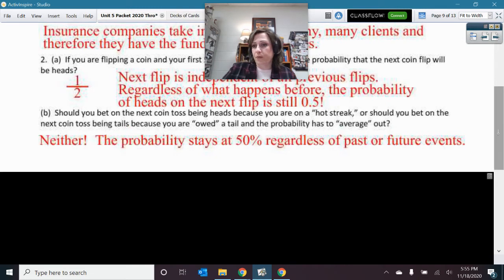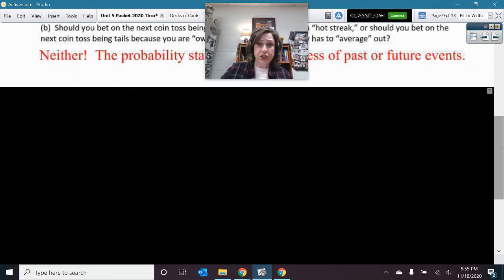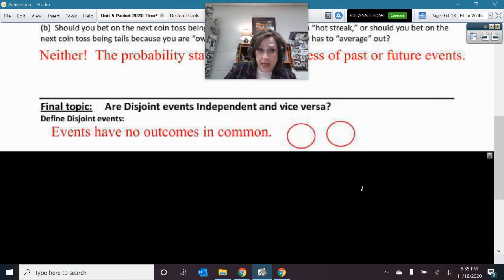Okay? So, sure, you get a whole bunch of heads in a row. Well, the law of large numbers says many, many, many trials. So that's going to be a long time. Okay? We're talking many of those.